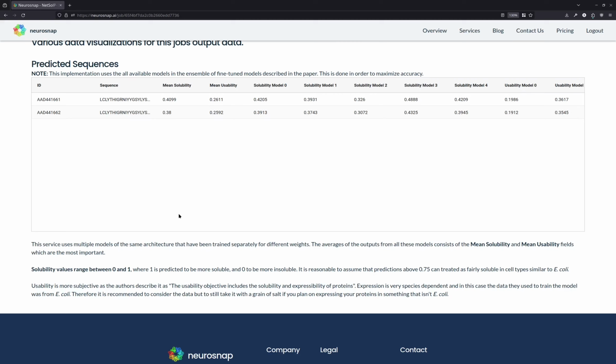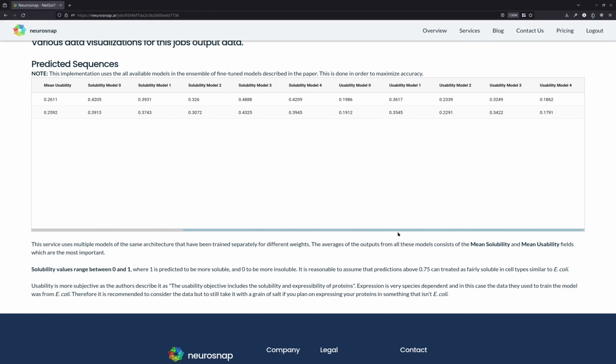Usability, on the other hand, is a little bit more complicated and somewhat subjective. It's more of a combination between solubility and the expression of that protein within E. coli. But then again, expression can depend on a lot of different things like codon optimization, all sorts of stuff that is not taken into account by this model. So generally, this is not as important of a metric.